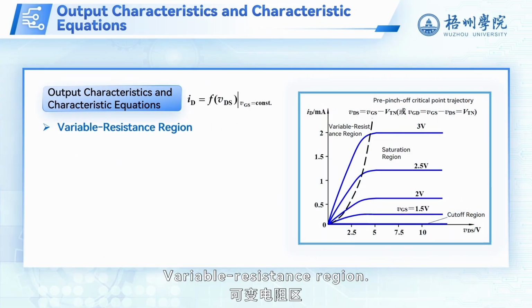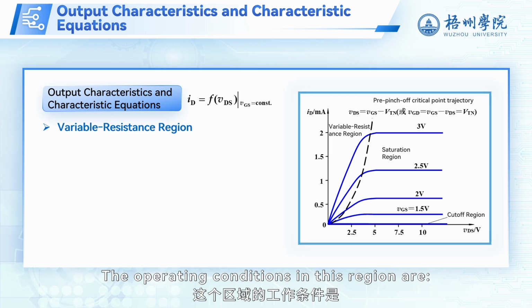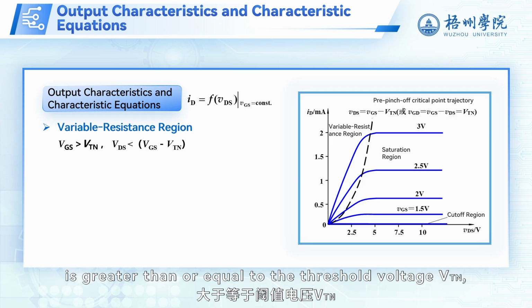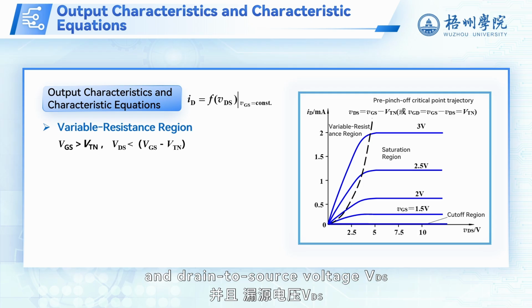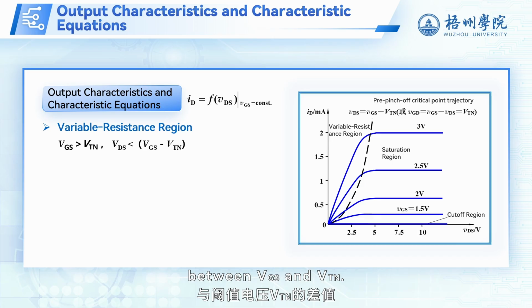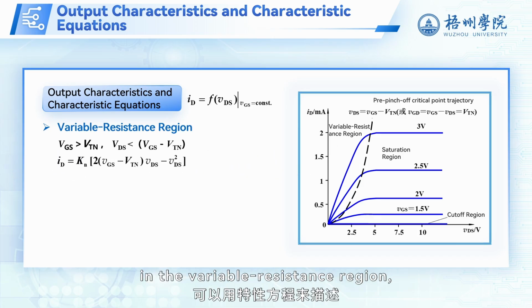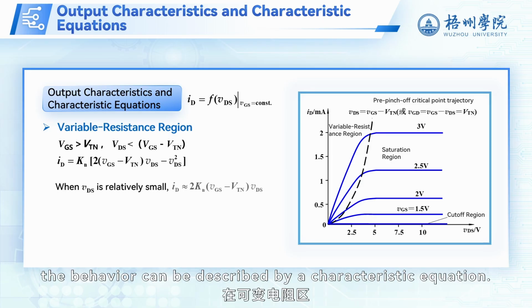Variable resistance region. To the left of the pinch-off locus above the horizontal axis lies the variable resistance region. The operating conditions in this region are: gate to source voltage V_GS is greater than or equal to the threshold voltage V_Tn, and drain to source voltage V_DS is less than the difference between V_GS and V_Tn. According to the IV relationship in the variable resistance region, the behavior can be described by a characteristic equation.